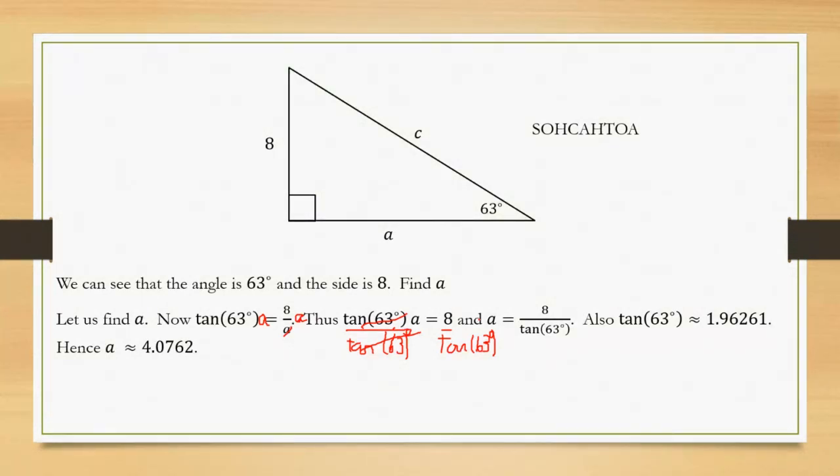So from here, we have A. Of course, we have to get tangent of 63 degrees. That's again our calculator. And doing 8 divided by that, we get this. All right, that's good. Okay, any questions on this one? Remember, if you have a question, I can't see the chat. So use the hand raise feature.